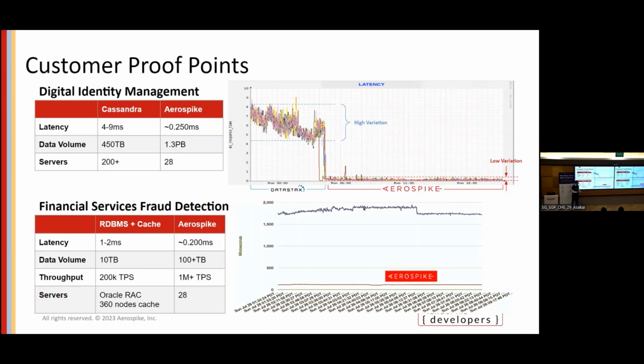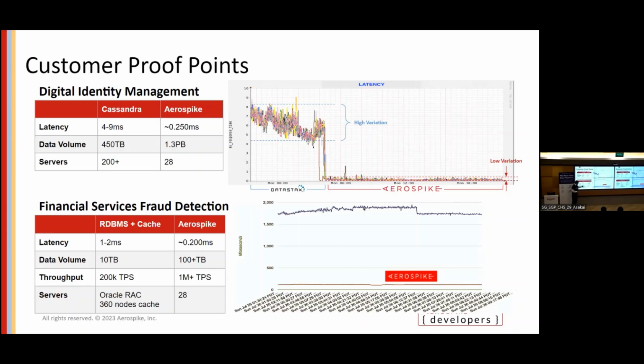Another financial services fraud detection use case. Can I name the customer? It was PayPal. The latency you can see here: they used an RDBMS and a cache in front of it, which is generally how people used to work for a long time. The latency was 1 to 2 milliseconds. That was brought to less than 200 milliseconds. And likewise, the volume, from 10 terabytes of data to 100 plus terabytes of data that Aerospike could handle.